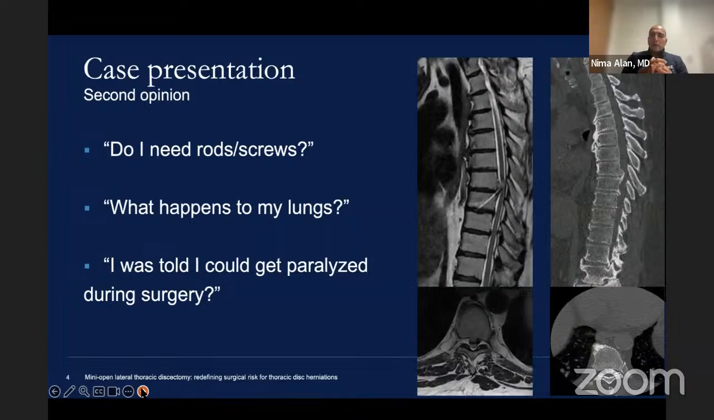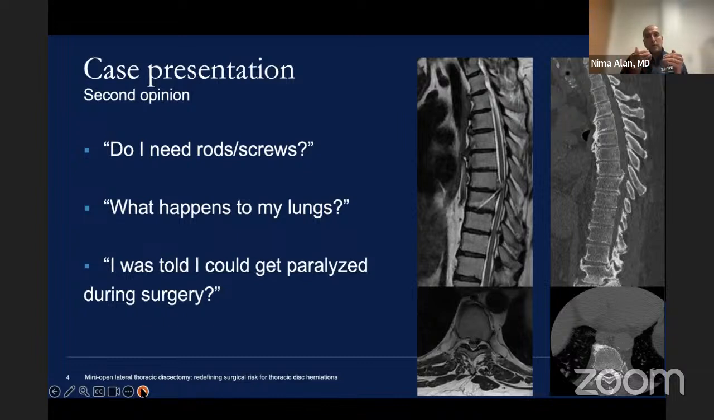I recommended a different approach. I recommended the mini open lateral thoracic discectomy, which is based on my training at my fellowship with Dr. Uribe, that everything I learned with this approach is from him, and shout out to him. Hopefully he can join today. When I do this approach, I don't instrument. So the patient question was, do I need rods and screws? Why are you saying that I don't need rods and screws?